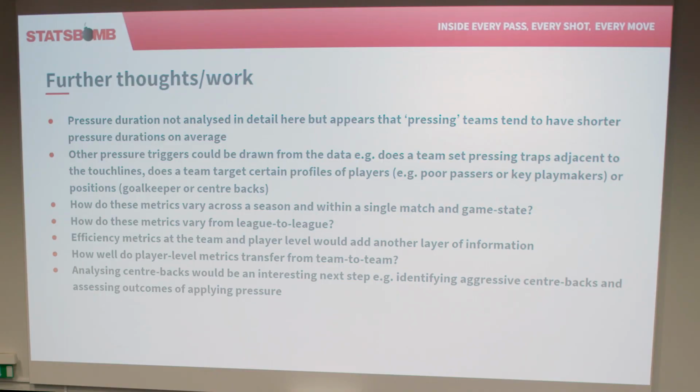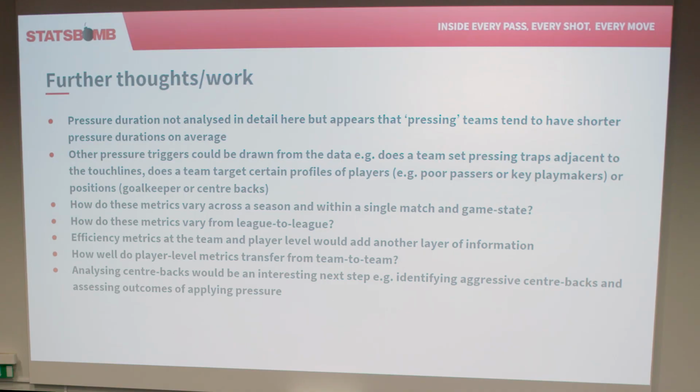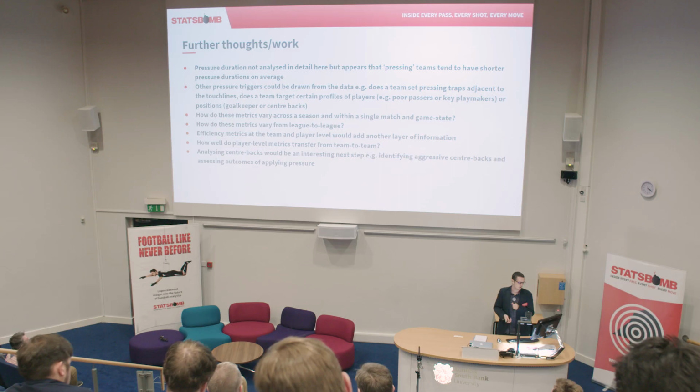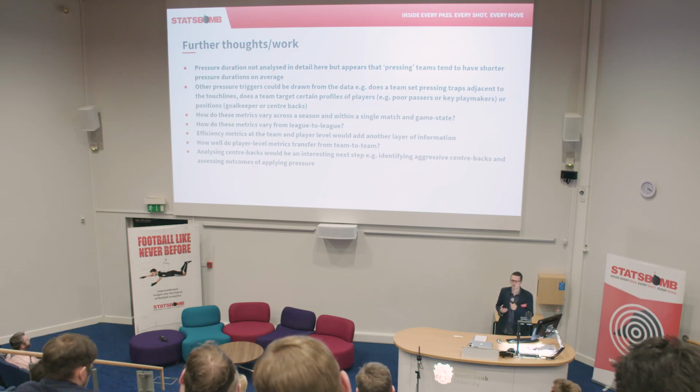You could draw other pressure triggers from the data. Does a team set pressing traps adjacent to the touchlines, or are they targeting certain profiles of players? Maybe you could look at your passing models and see whether they actually target the poor passes on the team. Tom's going to talk a little bit about this in terms of how players cope under pressure. Or do they key in on playmakers in the team and try to shut them down through pressure? Or you could look at positions, so goalkeeper, centre-backs. Do teams only really press those, or is it more in the midfield zones?